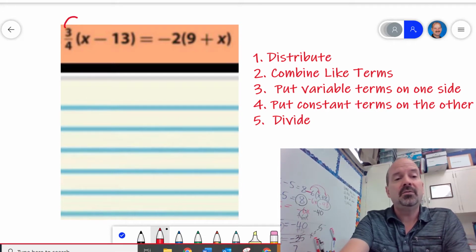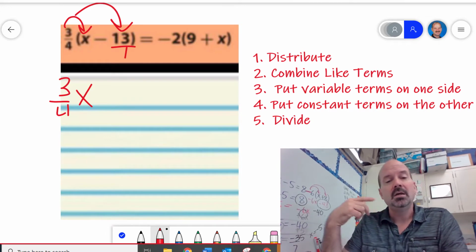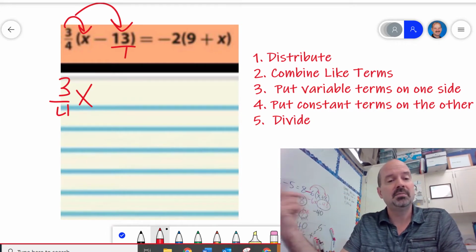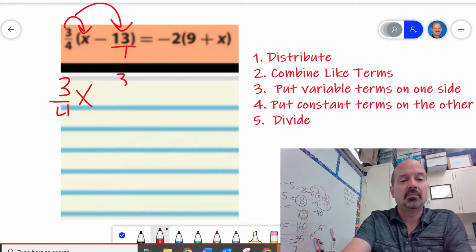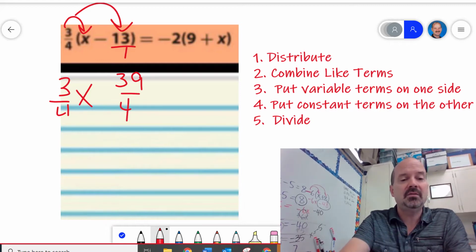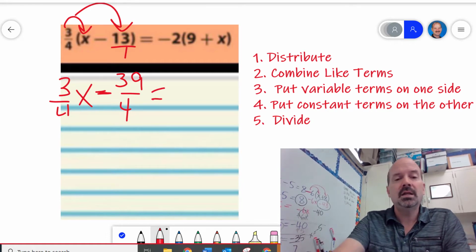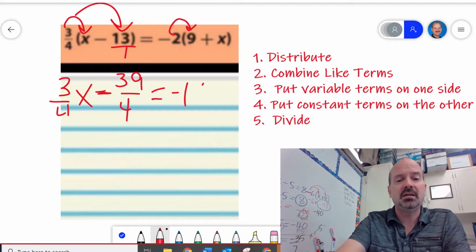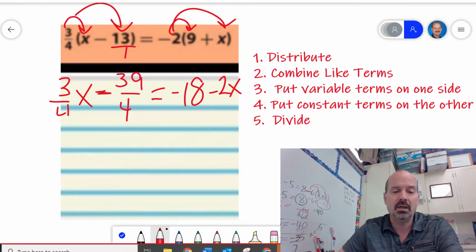Step 1, 3/4 times x is 3/4 x. And 3/4 times negative 13, if you put a 1 under the 13, you multiply top times top and bottom times bottom, and you would get 3 times 13 is 39, and 4 times 1 is 4. And then a positive times a negative is a negative, so it's minus 39/4 equals, and then negative 2 times 9 is negative 18, and negative 2 times x is negative 2x. So that was the distributing part, okay?